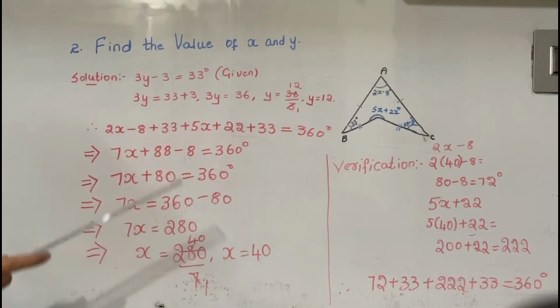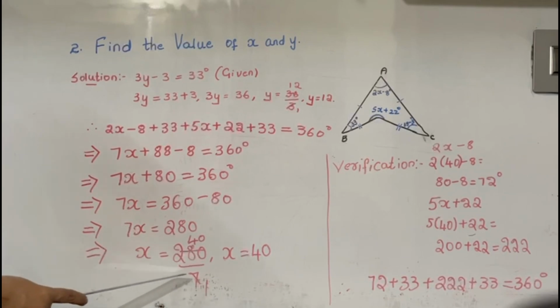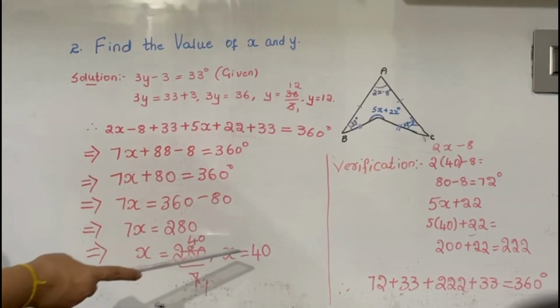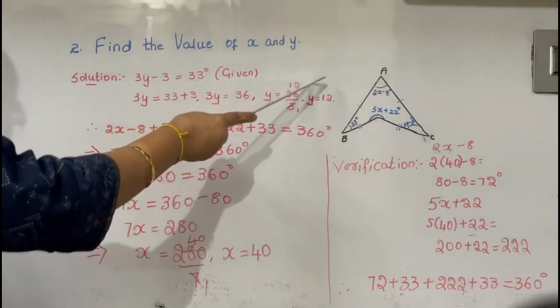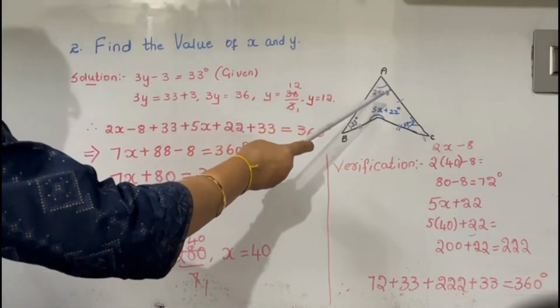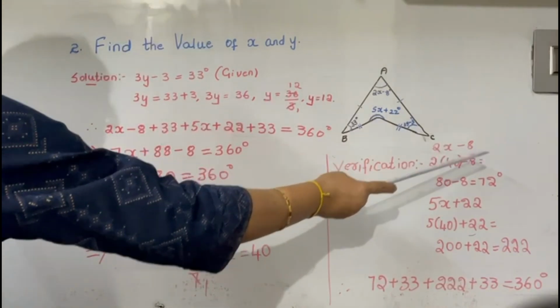Which implies 7x is equal to 360 minus 80. You got 7x is equal to 280. x is equal to 280 by 7. 7 ones are 7, 7 fours are 28. Therefore, you got the value of x as 40 and y as 12. So, to verify whether you have done the sum correctly or not, here is a verification. Now, what I did here is I have substituted the value of x in this place, 2x minus 8.